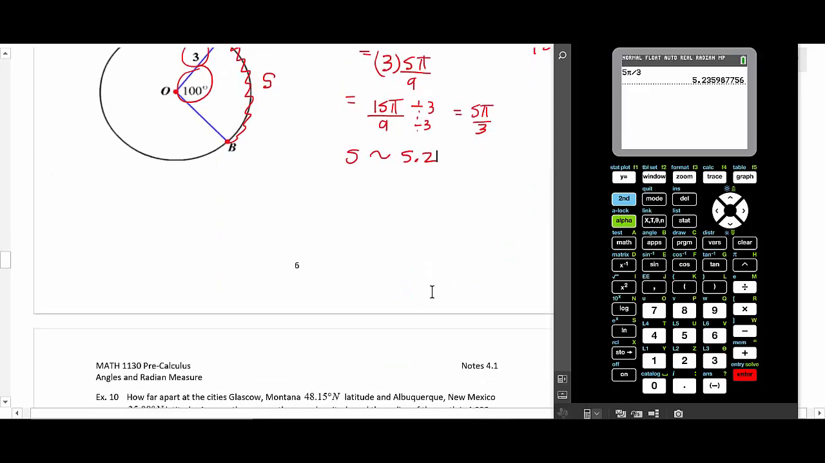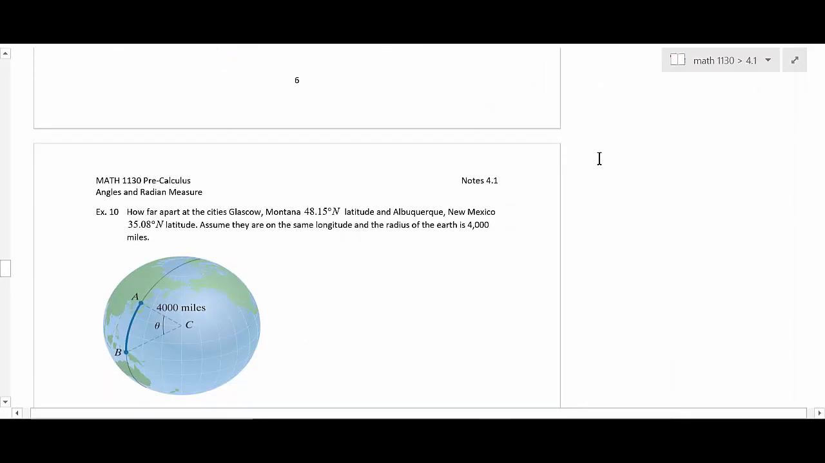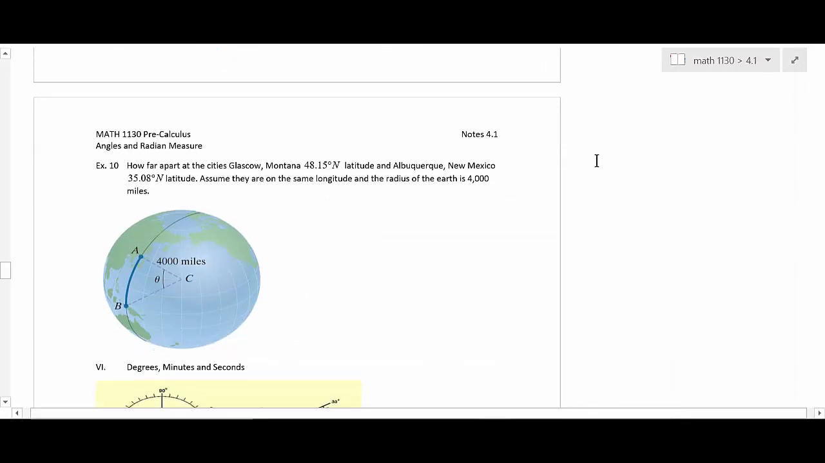Okay, that's important. Here's one thing, a kind of basic example. A way to approximate the distance between 2 cities using this formula is by looking at this. So you have 2 cities. Here, I think, is Glasgow in Montana, and then this is Albuquerque. It's not really drawn to scale very well, but you have that. I'm giving you that the radius of the Earth is approximately 4,000 miles.